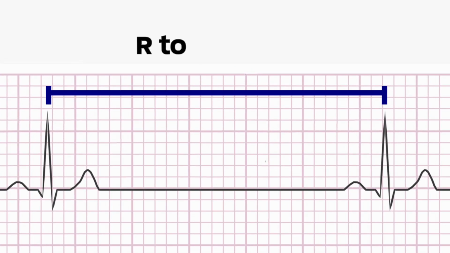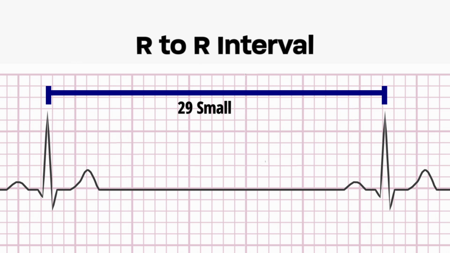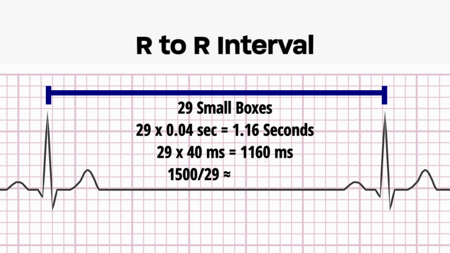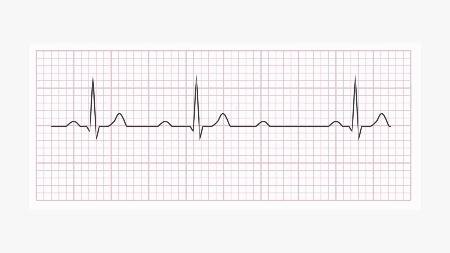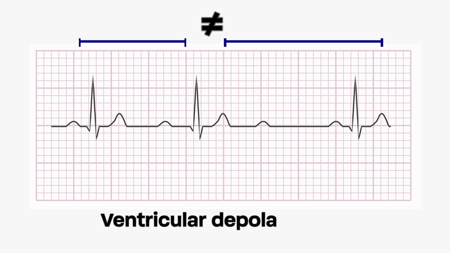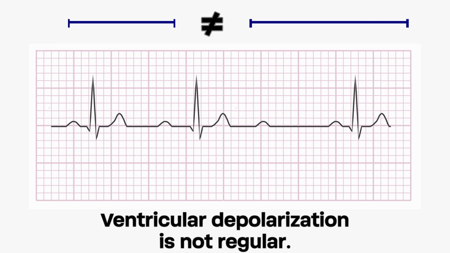We used this tool before to measure heart rate, and that's the primary use of this measurement. The interval itself can be expressed in milliseconds or decimal seconds if we wanted, but more often than not, we're going to use this in conjunction with the 300 or 1500 rules mentioned before, or as a tool for judging regularity. If the R to R interval stays the same over many beats, the rhythm is regular.